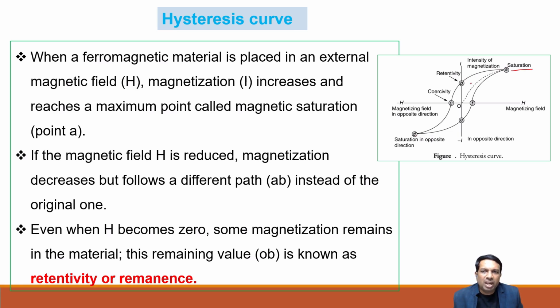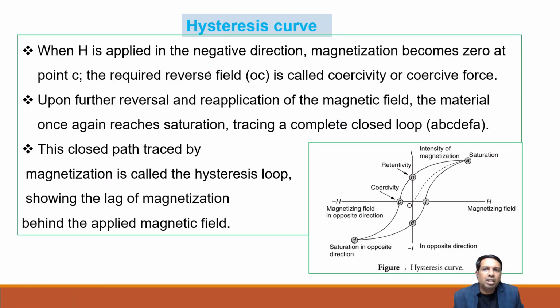If we are decreasing, magnetization decreases but follows a different path instead of the original one. Even when H becomes 0, some magnetization remains in the material. This remaining value is known as retentivity or remanence, from here to here. If we go on decreasing, when we apply H in the negative direction, the magnetization becomes 0 at a point. The required reversal field is called coercivity or coercive field. From here to here, this field is what we call coercive field or coercive force.